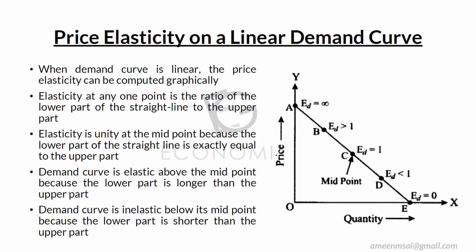When the demand curve is linear, the price elasticity can be computed graphically. So in a linear demand curve, we compute the elasticity graphically. Elasticity at one point is the ratio of the lower part of the straight line to the upper part. Just read that sentence once more. Elasticity at one point. That means elasticity at any point of this linear demand curve is the ratio of the lower part of the straight line to the upper part.